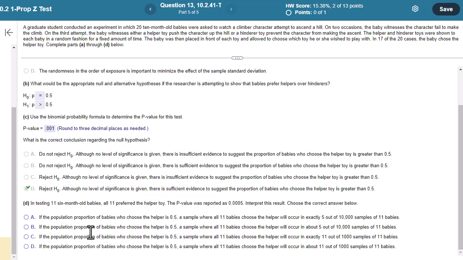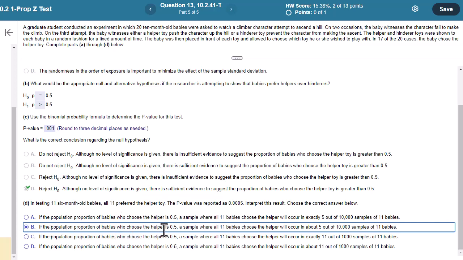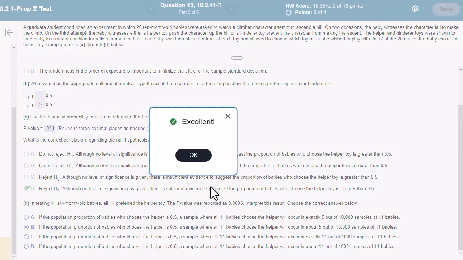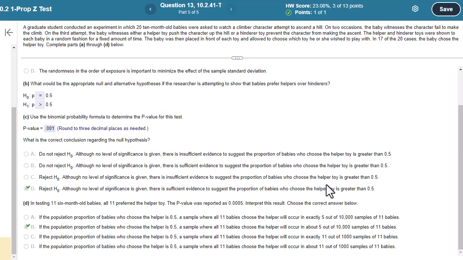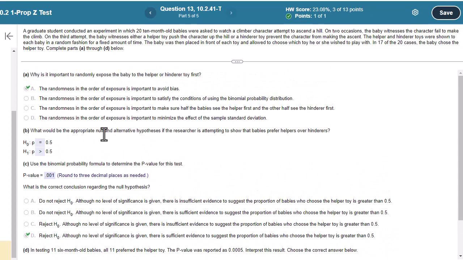So let's see which one of these does that. Well, it's definitely not exactly 5 or exactly 11, about 5. Where's this one right here? So the population proportion of babies who choose the helper is 0.5. A sample where 11 babies chose the helper toy will occur in 5 out of the 10,000 samples of 11 babies. So very unlikely to occur. It can occur, but very unlikely. And that's why we end up rejecting H0. So I hope that helps. This is a much more difficult question because we actually went back to using binomial to find the exact p-value.